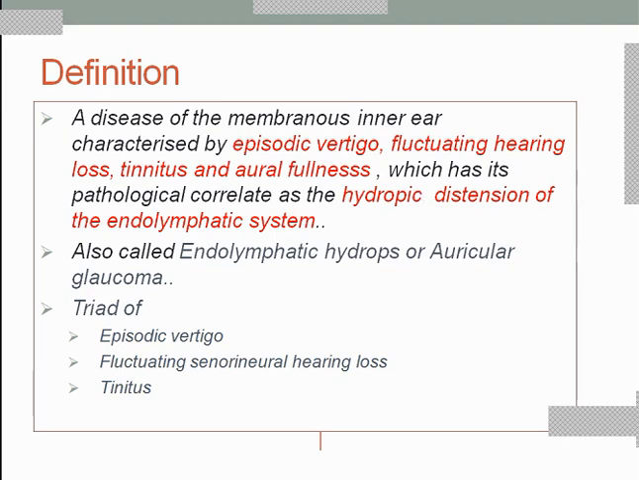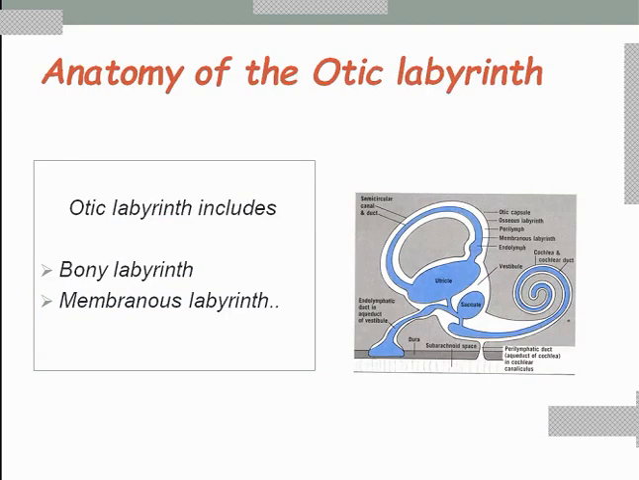So before going into the pathophysiology of Meniere's disease, let's discuss a little about the anatomy of the inner ear. So this is the inner ear. As you know, the inner ear or otic labyrinth is divided into two parts, bony labyrinth and membranous labyrinth. This part is the bony labyrinth and this blue structure is the membranous labyrinth. The membranous labyrinth is present within the bony labyrinth.